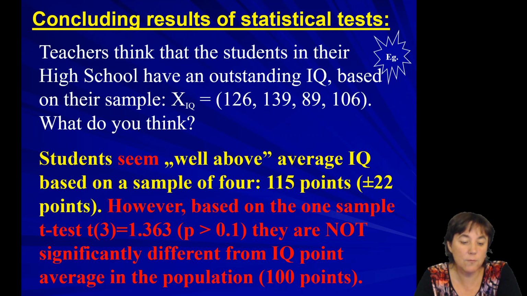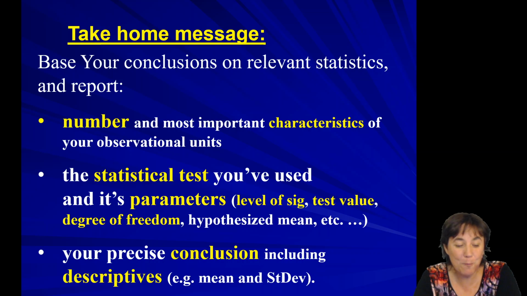So please learn to conclude these, and your take-home message is that always base your conclusions on relevant statistics and report. Don't forget, these are some points that you have to always report. 1. Number and characteristics of your observational units. 2. The statistical test you've used and its most important parameters. We will always state which are these parameters for these tests, the test value, and the level of significance that you've found in your actual calculation. Also the degrees of freedom in this specific test.